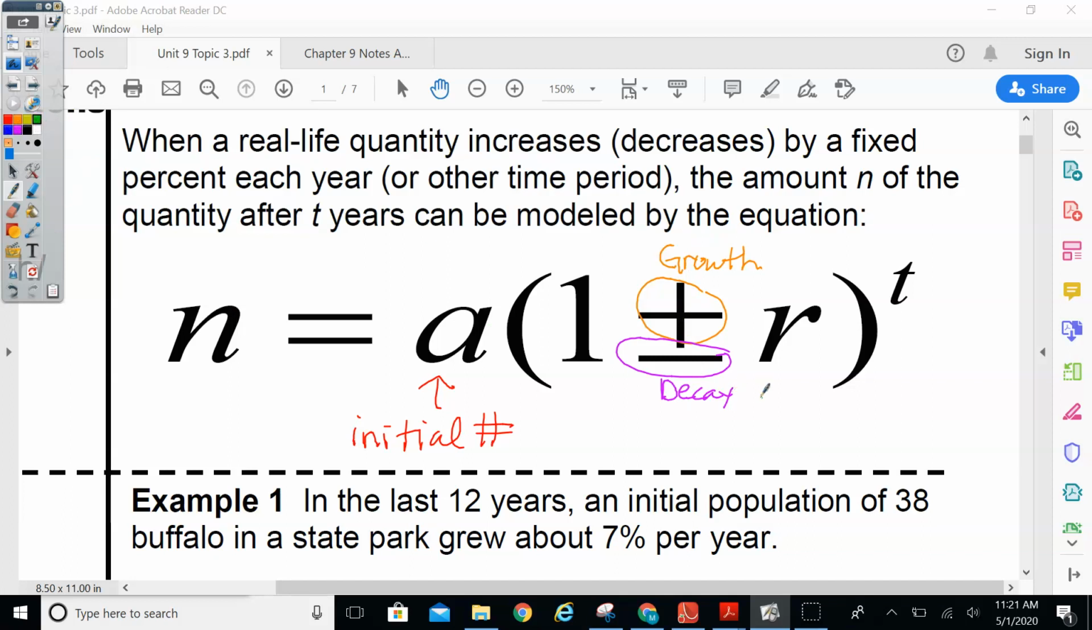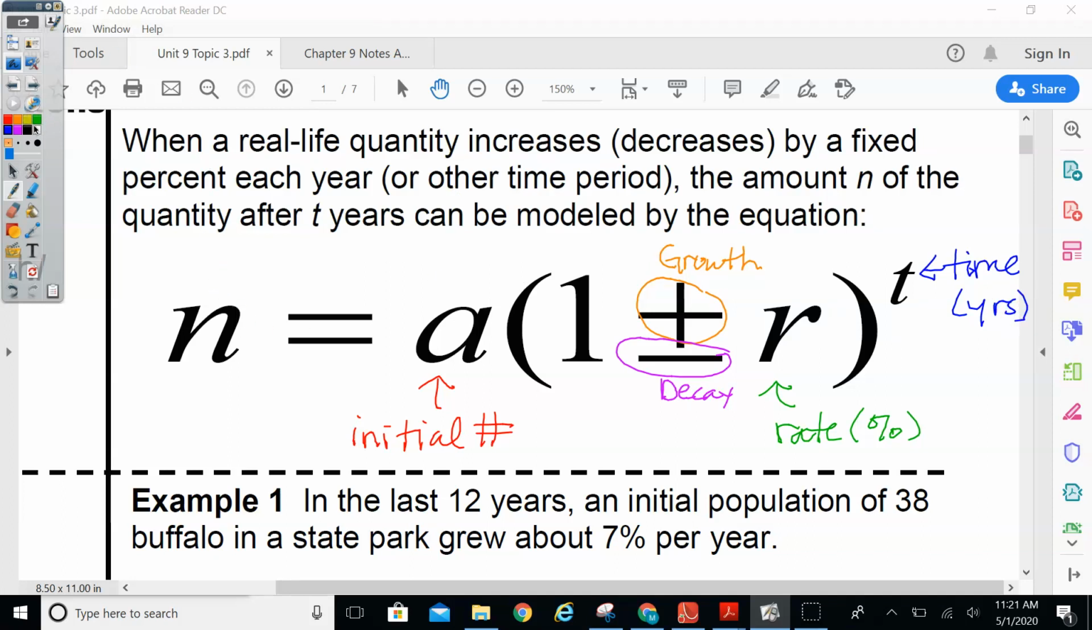R here is your rate, which is usually given as a percent, but you need to change it to a decimal. So that's what we're going to be doing with these percentages. And then T is your time, usually in years, but it doesn't have to be. It's whatever the units say, but usually these are in years.